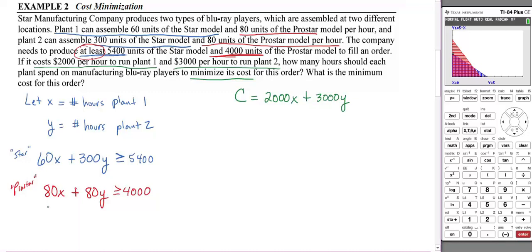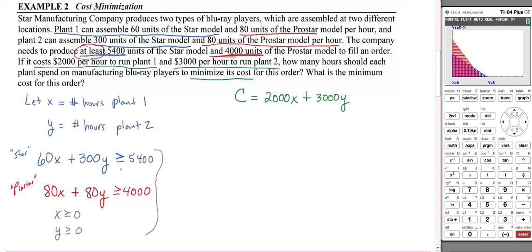Okay, it also goes that we're going to be operating plant 1 and plant 2 greater than or equal to 0 hours. We're going to operate these two factories, these two locations, a positive number of hours or 0 hours. We can't operate them a negative number of hours. So this is our set of constraints.